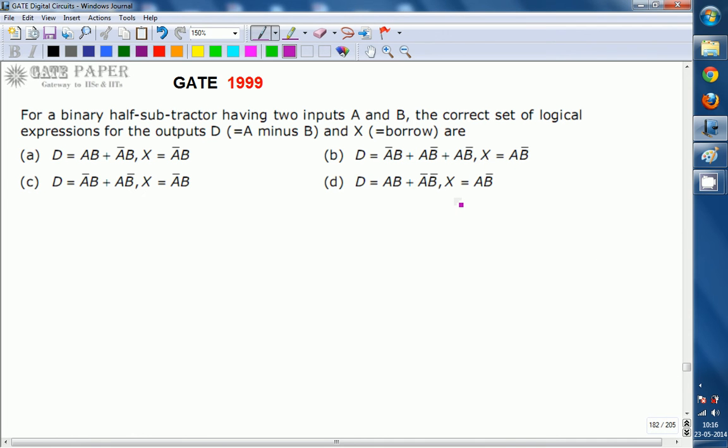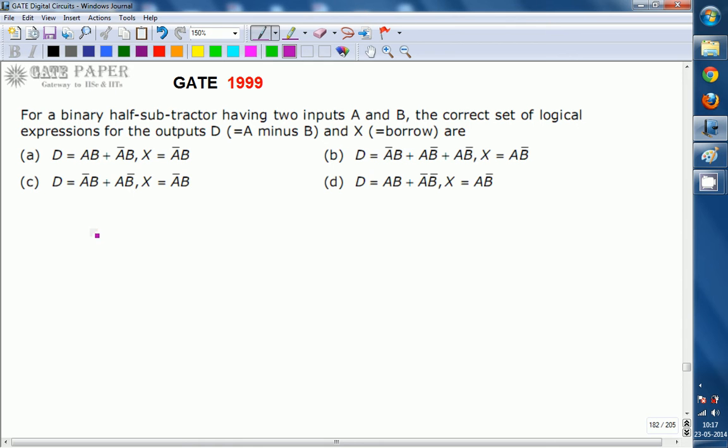Hello, we are discussing the GATE 1999 ECE paper, and this question is related to digital circuits. For a binary half subtractor having two bits A and B, the correct set of logical expressions for the outputs difference and borrow. Difference is A minus B and borrow is X. So what will be the correct expressions for this one?